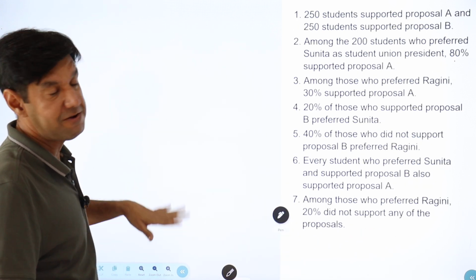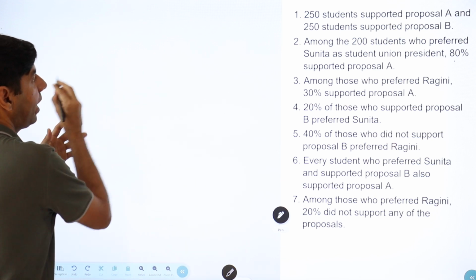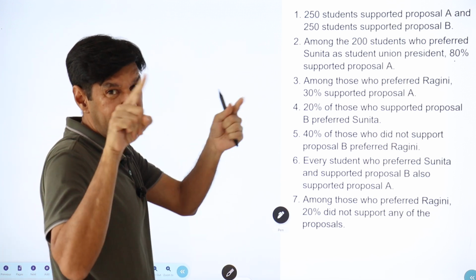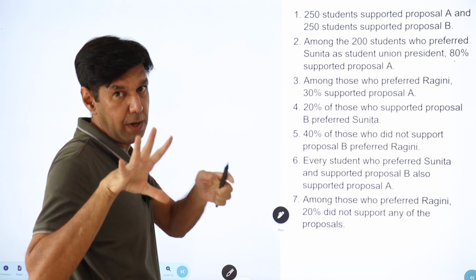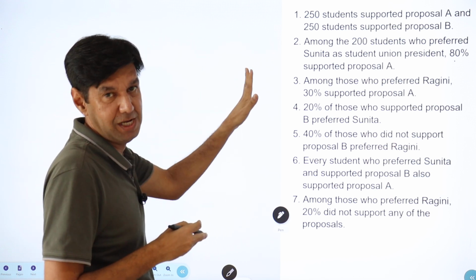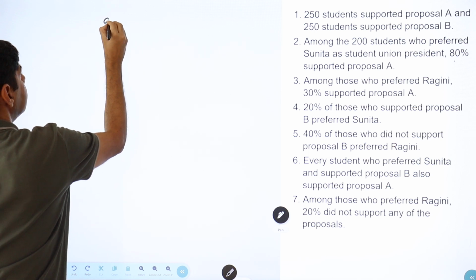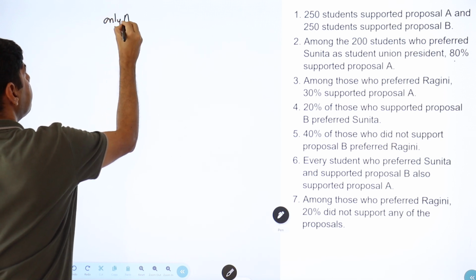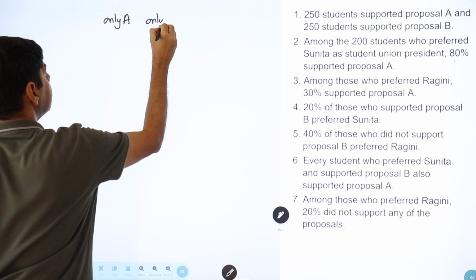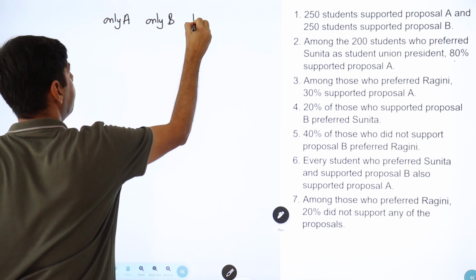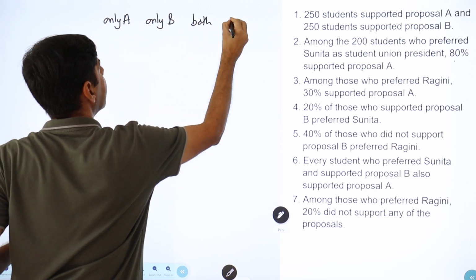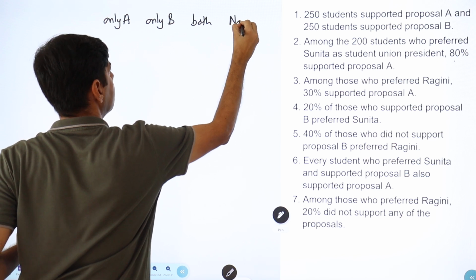So you try the Venn way. I'm going to do it a little differently. When there are just two-set Venn diagrams, you can even use a table. So I'm going to say there are people who prefer only A. There are people who prefer only B. There are people who prefer both. And then there are people who prefer neither.